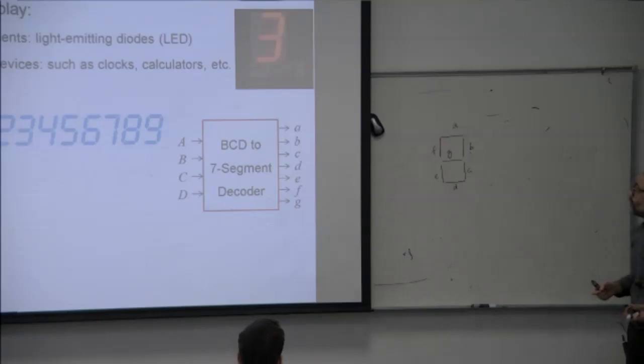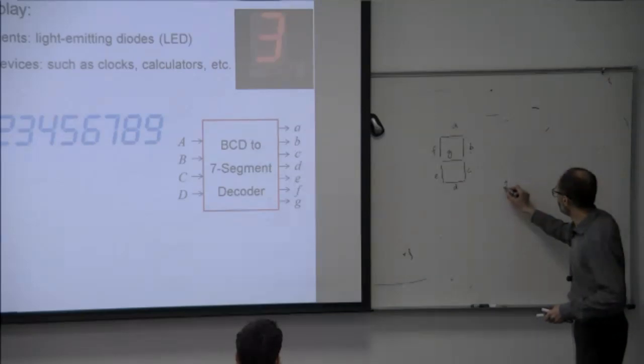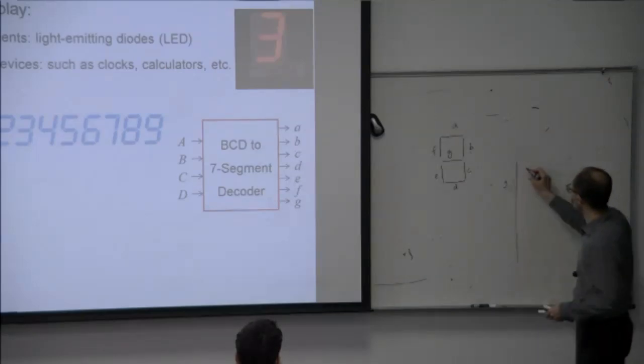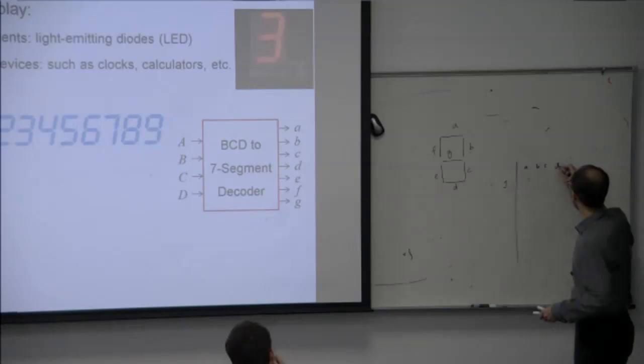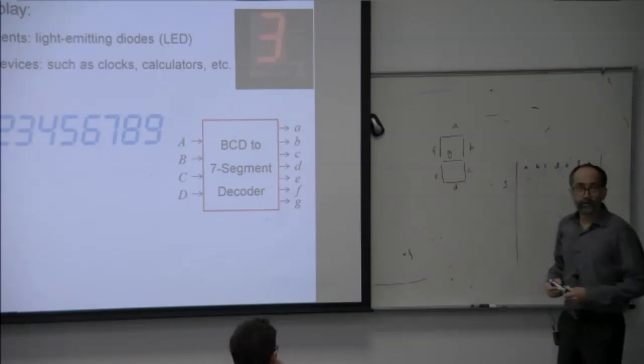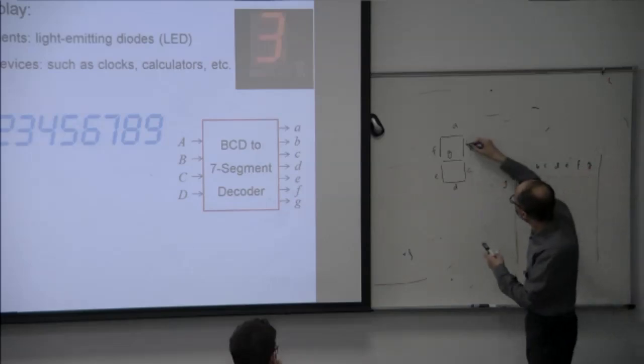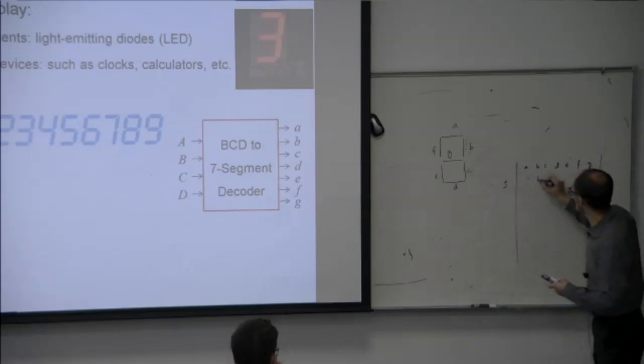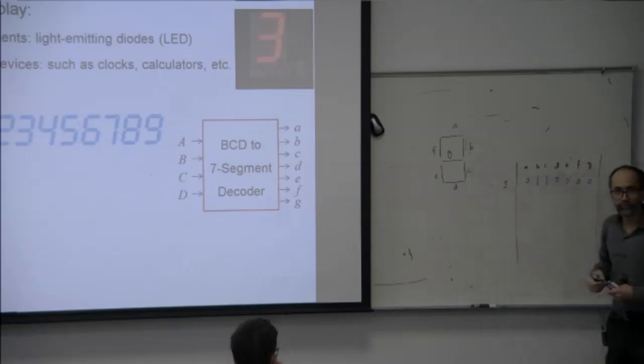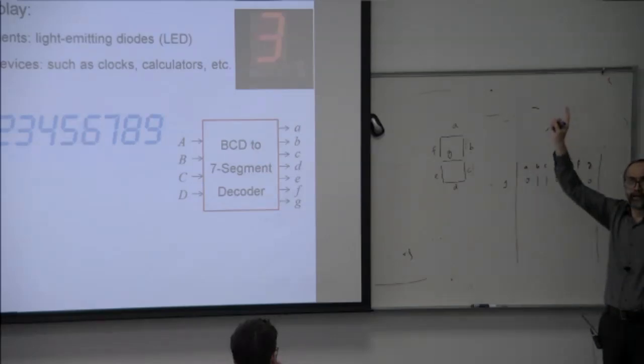Assume that we want to display 1. So this is A, B, C, D, E, F and G. We want to display 1. B and C should be 1. So B is 1 and C is 1, and all of the remaining are 0. Any questions? Did you understand?